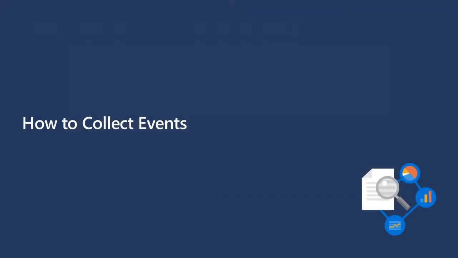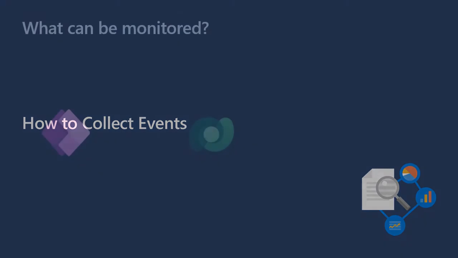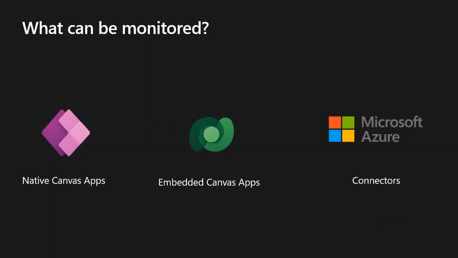Let's take a look at how we can collect events. Before we talk about how to capture events, let's talk about what can be monitored. We can start with native Canvas apps. We can also go into embedded Canvas apps within Dynamics 365. Within native and embedded Canvas apps, we can look at connectors, from first-party connectors such as Dataverse, SharePoint, and Excel, to third-party or even custom connectors we have available to us.